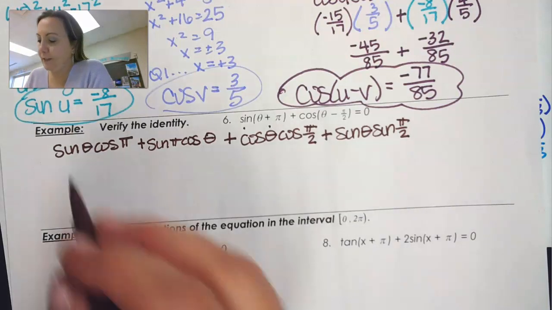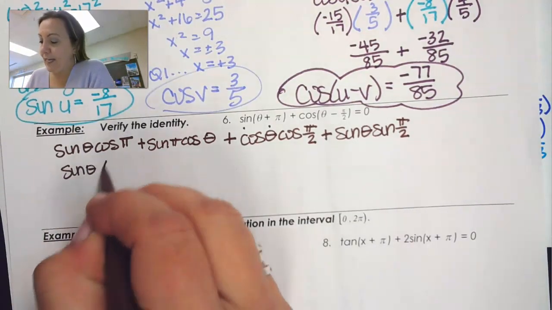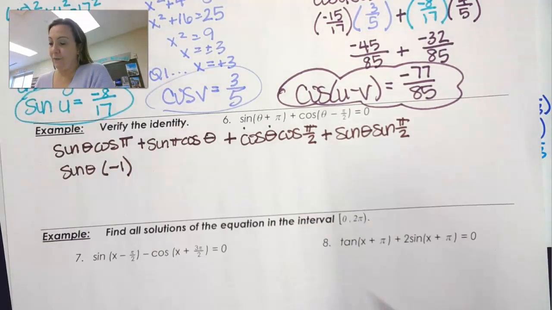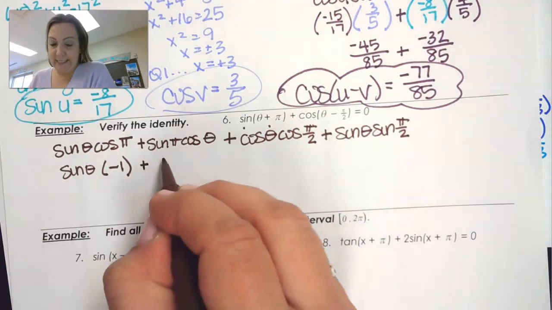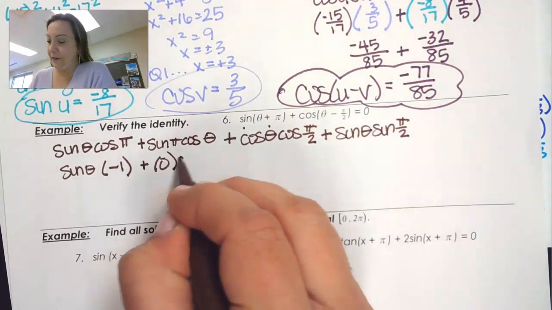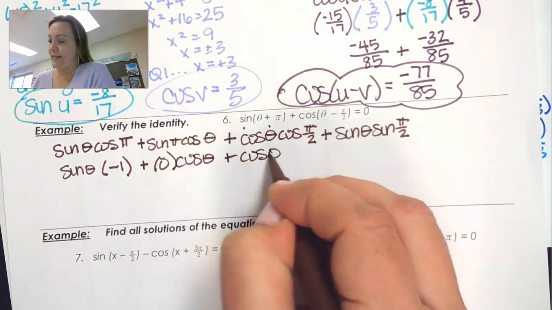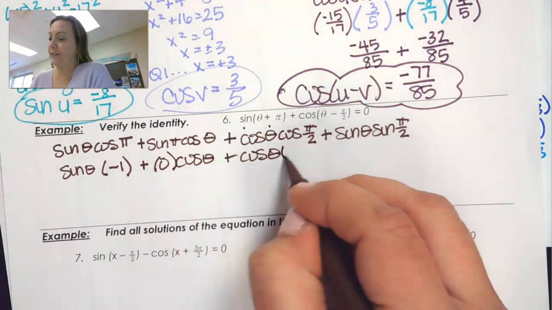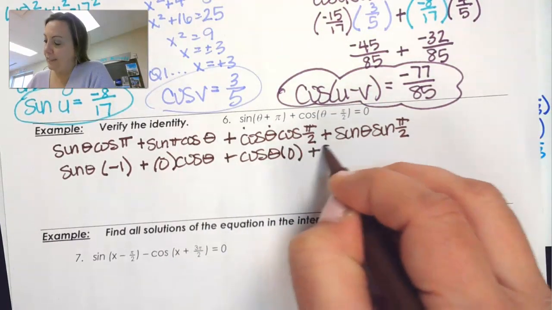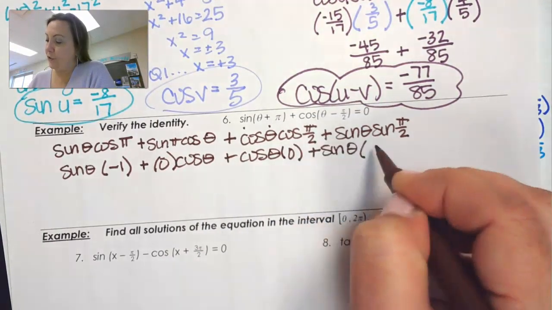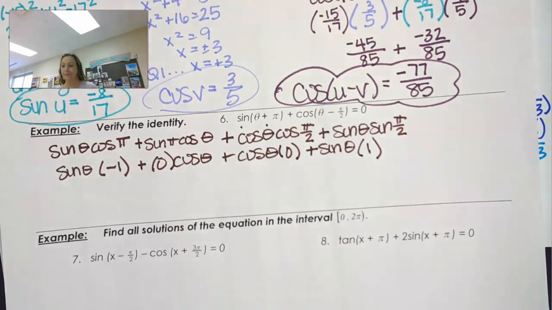Okay. Well, now notice that as far as the pi's and pi's over 2's, those are angles, so we can evaluate those. We know that the cosine of pi is -1. We know that the sine of pi is 0. Here, the cosine of pi over 2 is 0, and the sine of pi over 2 is 1.